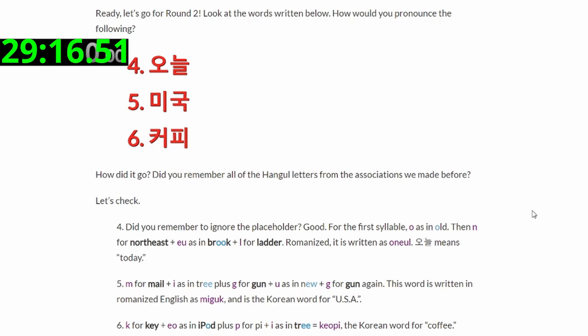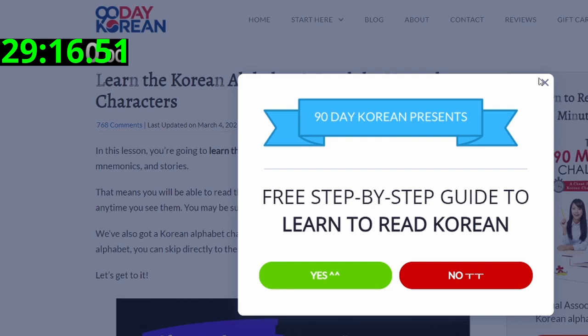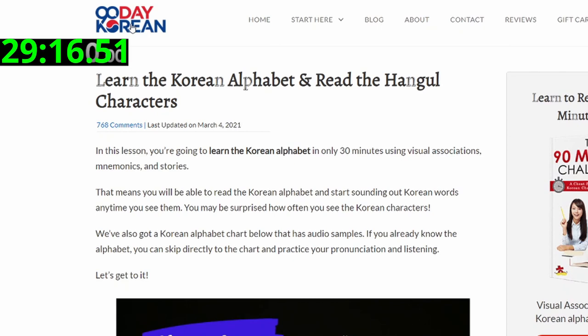This is a really well put together thing from, no, I'm sorry. Free Step to Step Guide. I might do that later. But a really nice article by 90 Day Korean about how to learn the Korean alphabet in only 30 minutes. And as I just showed you, it's actually pretty accurate.